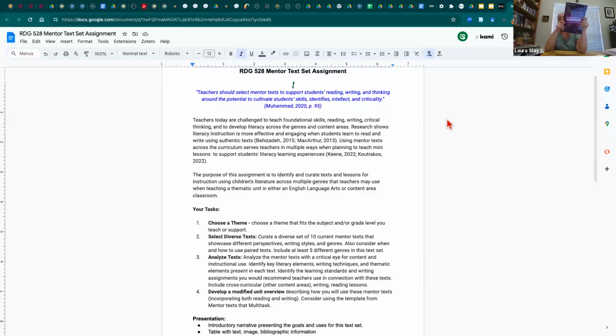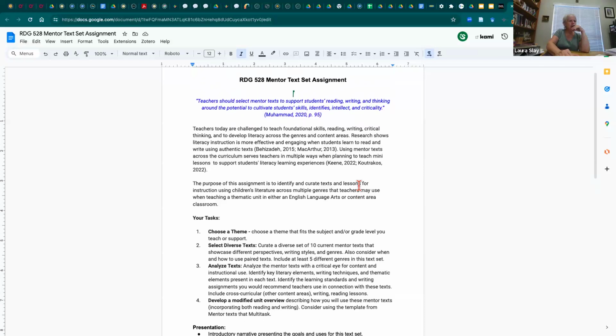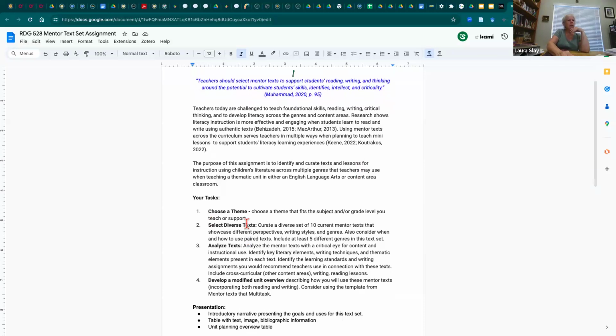This book, Elijah, is one of the books that I put in the syllabus. It's available in the library digitally. Oh, you got it. Good for you. And so it gives you lots of different types of texts and ways you can approach using a mentor text to teach writing. Okay, so you're going to choose, how many did I say? 10 texts? Yes, you're going to choose a theme.